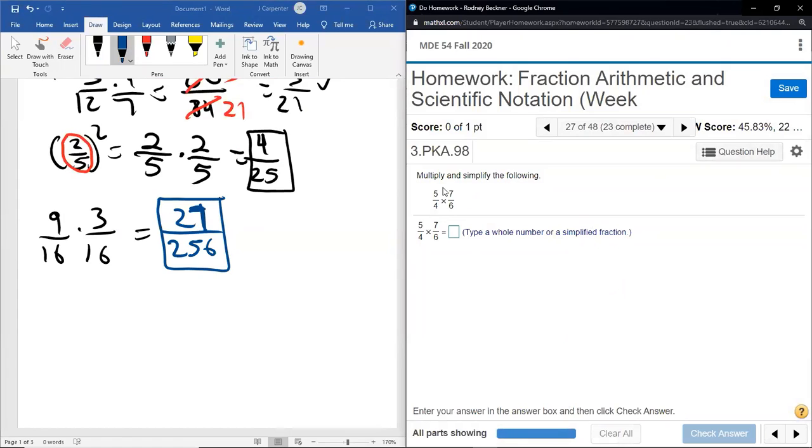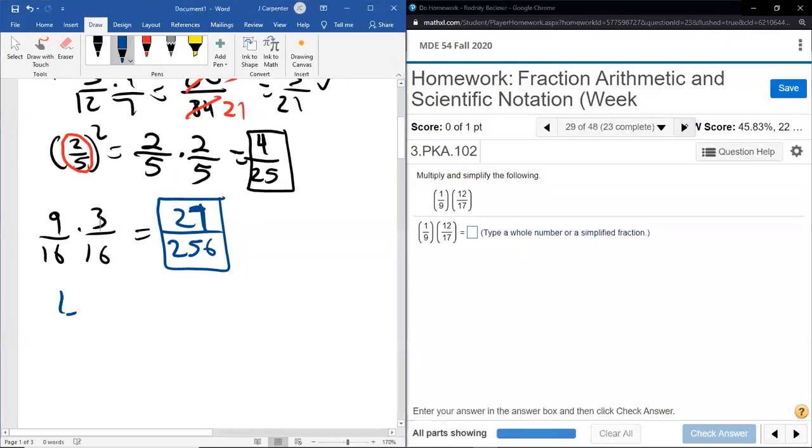5/4 times 7/6. Nothing's going to reduce on that one. Spoilers. You'll multiply straight across and you'd get 35/24. Not going to show that one. We'll show this one. 1/9 times 12/17.